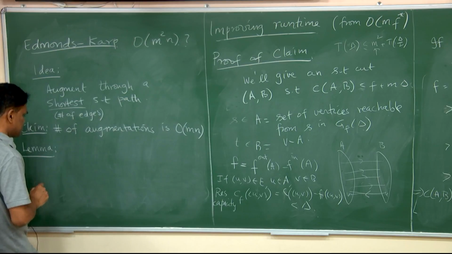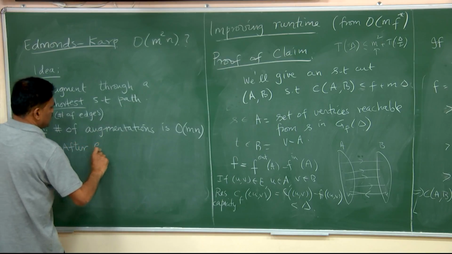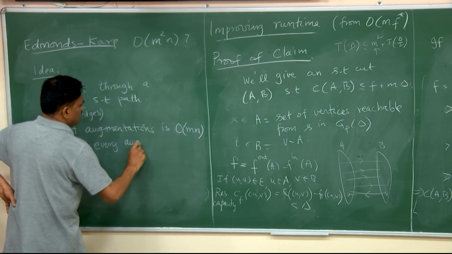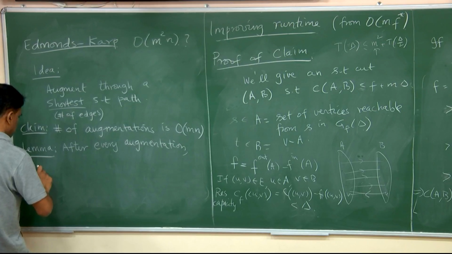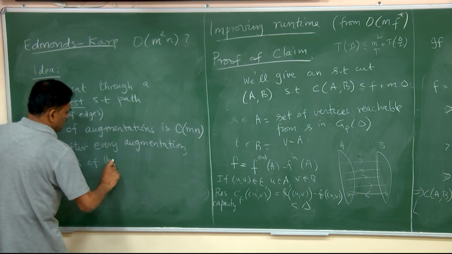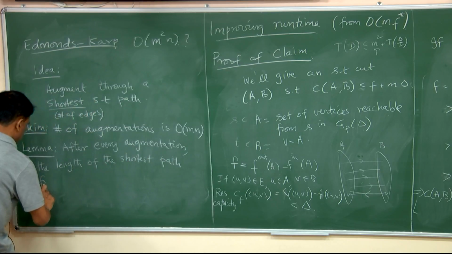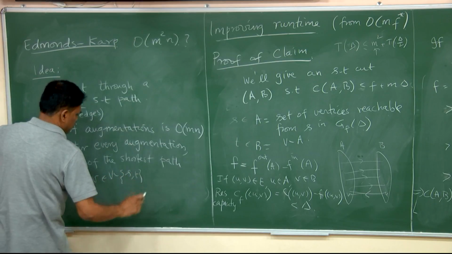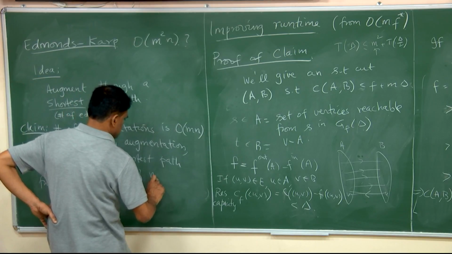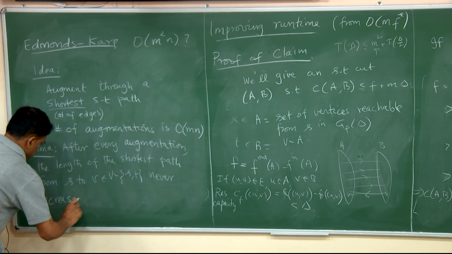So okay, this lemma is that after every augmentation, the length of the shortest path from S to any V in B minus ST never decreases. Okay, so this is lemma 1.